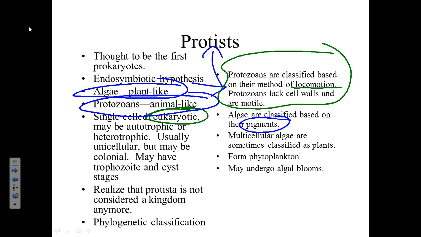There are some things that we call algae that are multicellular, and they're often grouped as plants instead of protists. A lot of the algae are beginning to be grouped as plants instead of protists because of the whole phylogenetic thing. A lot of algae make up what we call phytoplankton.